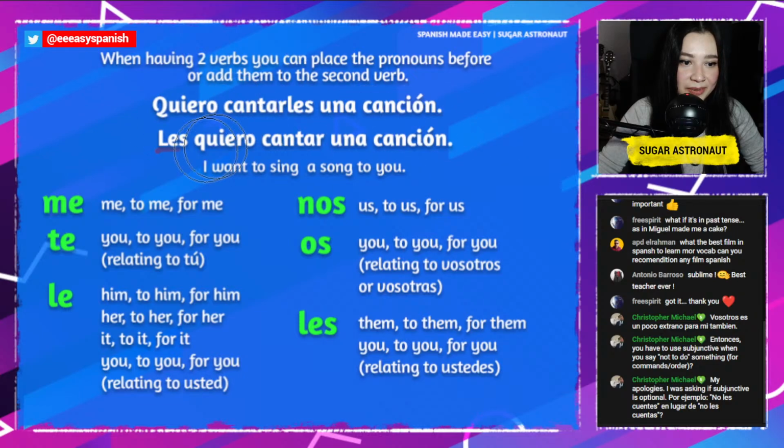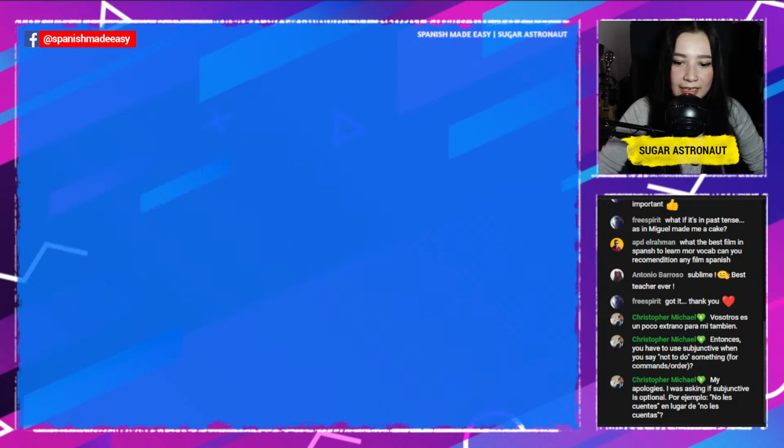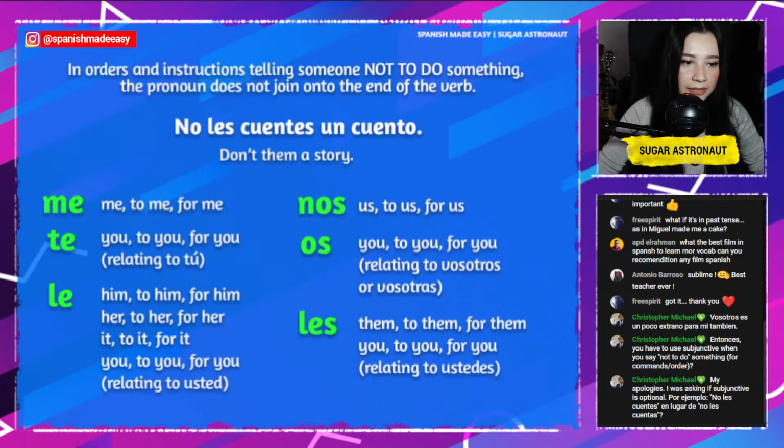But yeah, we're using just the indirect object pronouns. And let's see if we can come back to this one. But before, Christopher, my apologies. I was asking if subjunctive is optional. Por ejemplo, no les cuentes en lugar de no les cuentas.